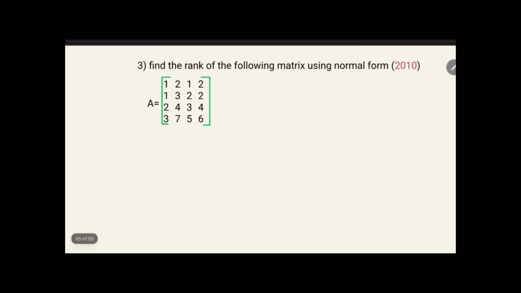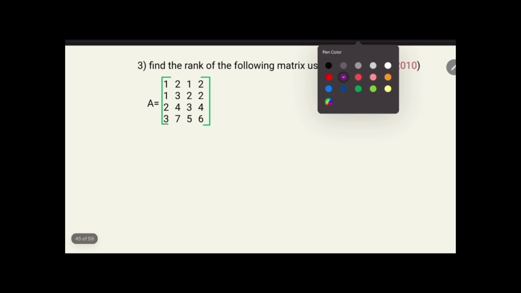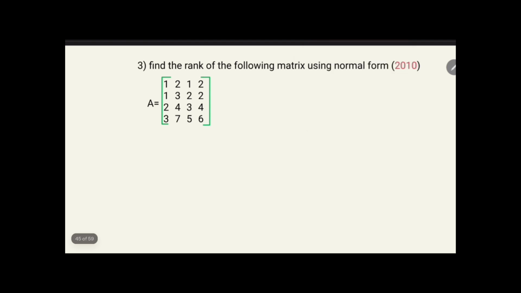Next, find the rank of the following matrix using normal form. This has been asked in 2010. Now first let me write the matrix once again. A is equal to 1 2 1 2, 1 3 2 2, 2 4 3 4, 3 7 5 6.